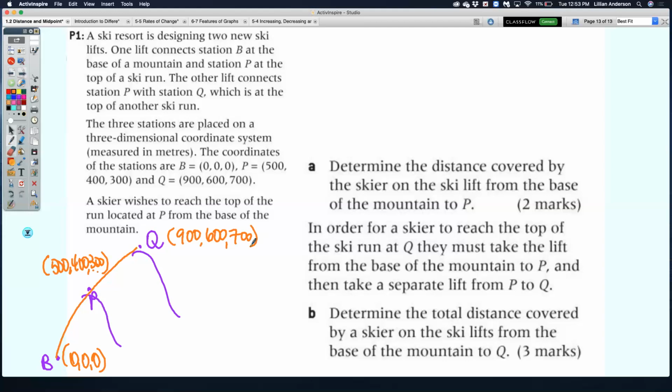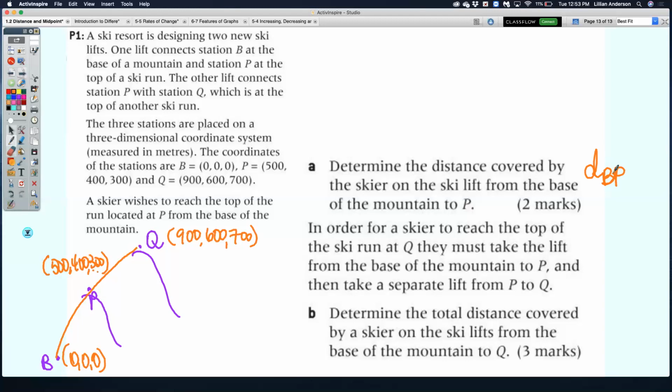How would I figure that out? I would use the distance formula. The distance from which to which? B to P. Because I'm going from the base of the mountain to the top of the ski lift at P. That's why it's only 2 marks, using the distance formula. But the last one is 3 marks.